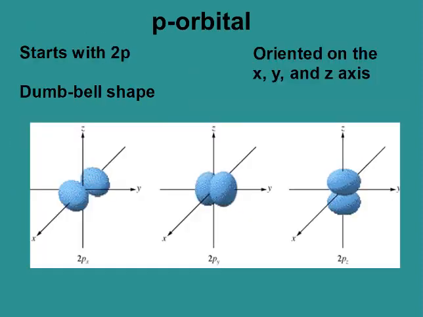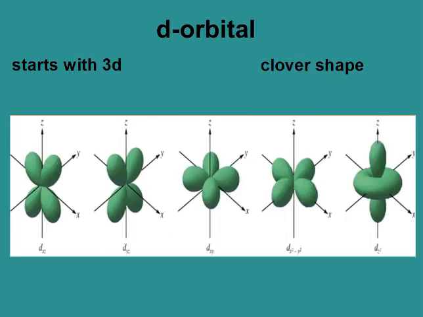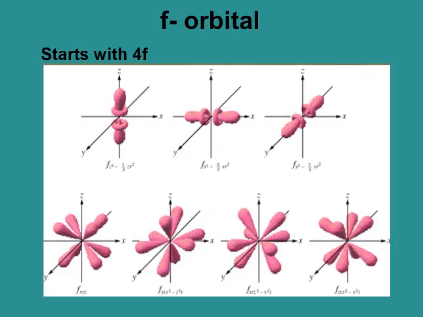The p orbital is going to be in a dumbbell shape, and there's 3 different orientations around the x, y, and z axis. That's why there's 3 of those sublevel, or 3 orbitals. The d is kind of a clover shape, and there's 5 of those. And the f is just complex. This is what they would look like, but notice that there's 7 different orientations.